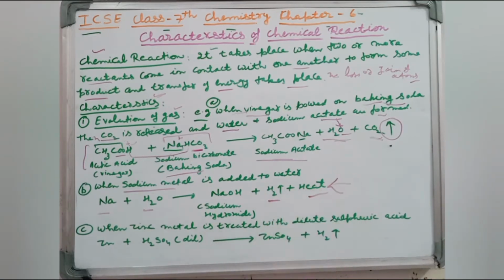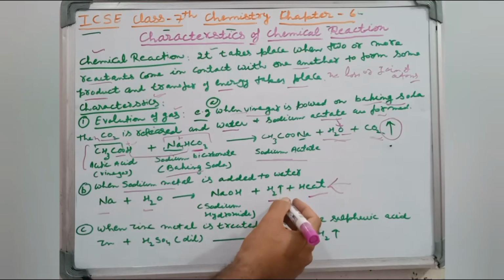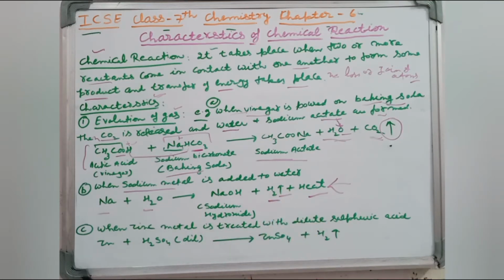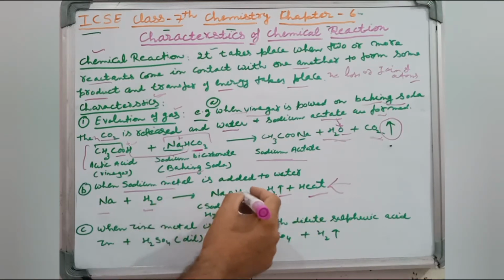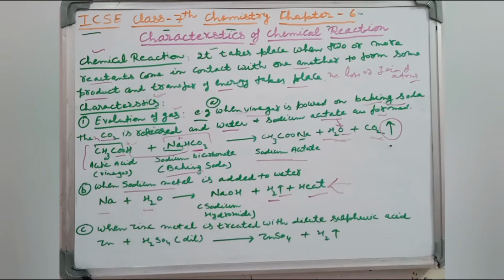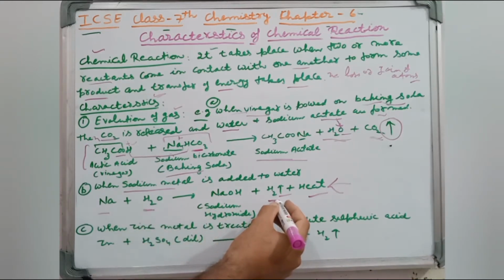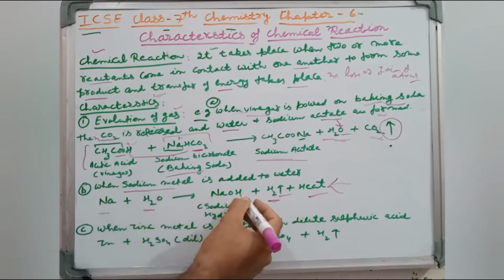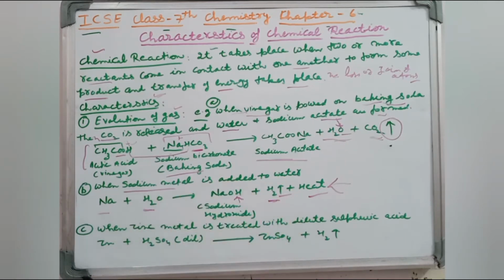Hydrogen and heat will be released. The hydrogen arrow shows the release of gas. So, Na plus H2O gives NaOH. Is this balanced? Not balanced. Why? Here H2, here also H2, right? H2 has been released, so where did this H come from?